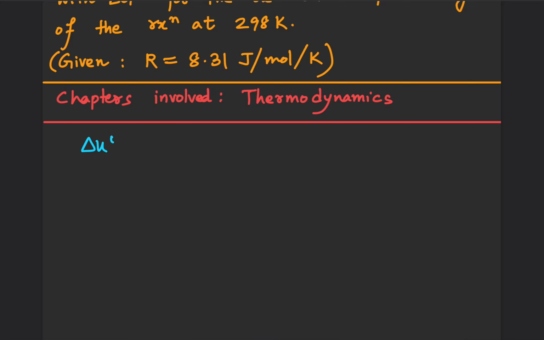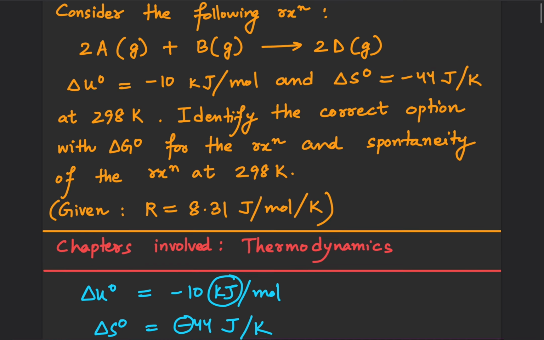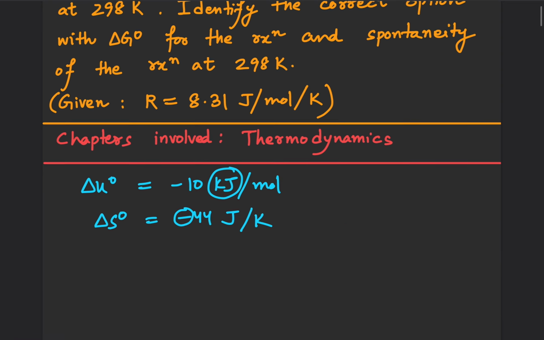So it is given to us that delta U naught, which is the standard internal energy change, is minus 10 kilojoules per mole. And delta S naught, which is the standard entropy change, is given to us as minus 44 joules per Kelvin. Be careful of the units. You can see a negative sign is there in delta S naught because the number of gaseous particles are decreasing in the products. Here we have total 3, here we have 2. That's why the randomness is decreasing and hence delta S naught has a negative sign.